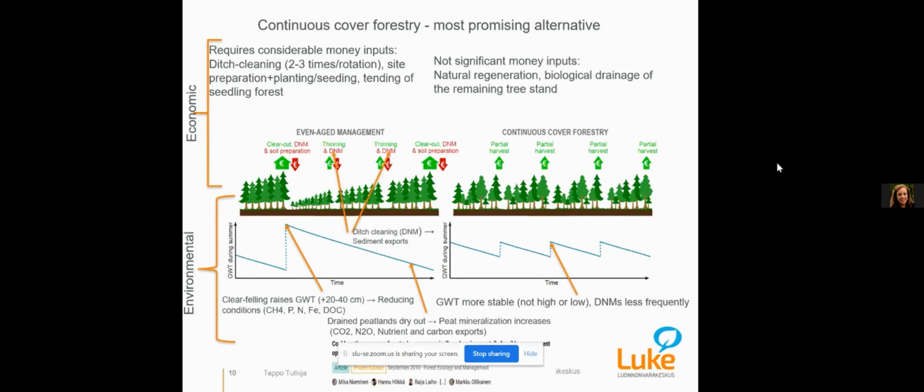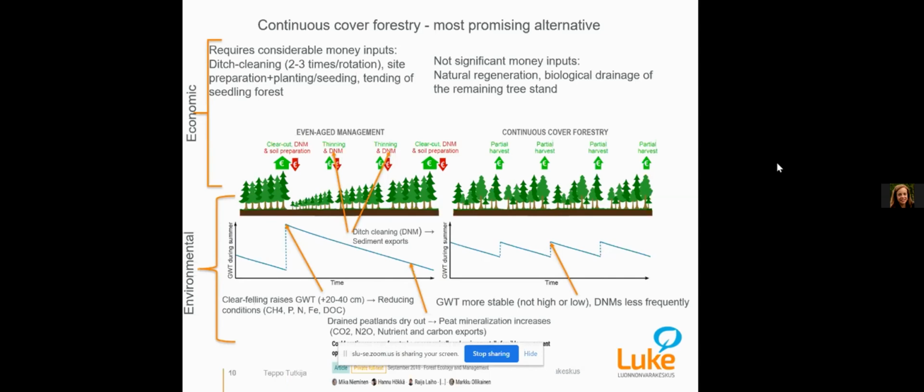And as regards environmental aspects, a serious problem with even age management is that clear felling raises the groundwater level usually by 20 to 40 centimeters. It induces reducing conditions which increase methane emissions and also phosphorus, nitrogen, iron, DOC exports. And of course, these cleaning operations increase sediment export.